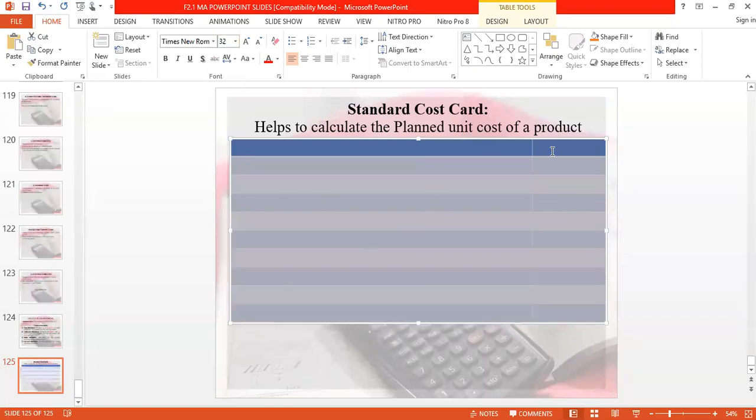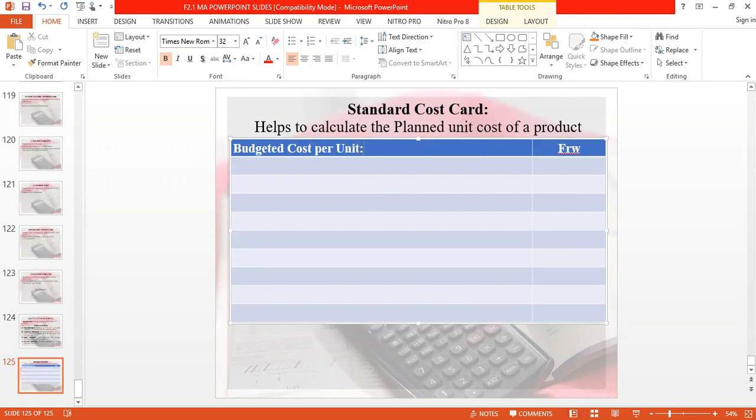In a standard cost card, suppose we are working in France. Here we are looking at planned, which is the same as budgeted cost per unit. That is what we are trying to look at. In order to get the budgeted cost per unit, you start by getting your direct materials per unit.